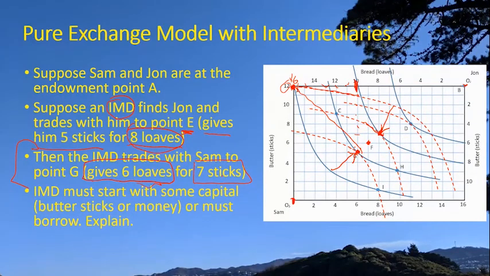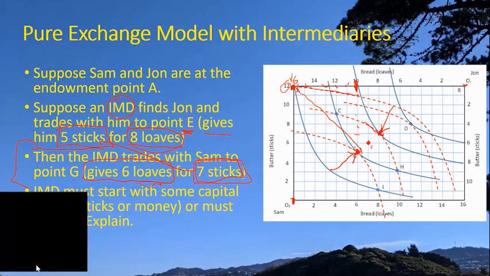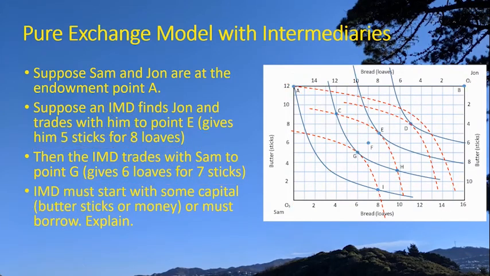Now, the intermediary takes the 7 sticks, and now he's got to go back and pay the 5 sticks back to John. He gives 5 sticks to him. Now, what happens in the end? Sam moves from point A to point G. John moves from point A to point, I have lost it because I've drawn too much on the graph, E. And the intermediary ends up acquiring this box, namely 2 sticks of butter and 2 loaves of bread. So the intermediary receives a fee in exchange for the services that he's providing in matching up John and Sam.